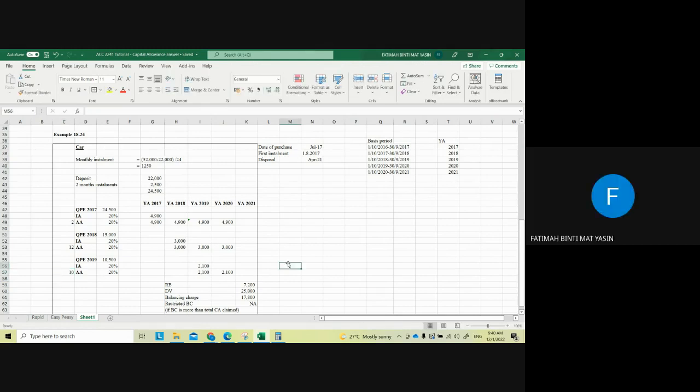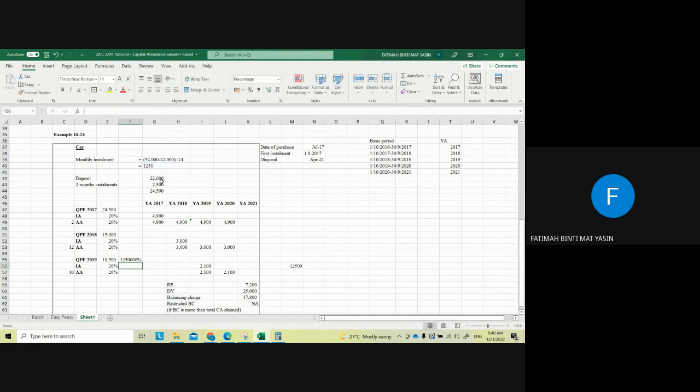If it is 10 months, then if you calculate 10 multiplied by 1,250, the installment, the amount is 12,500. So this is the amount that the company paid during the year, which is 12,500. Okay, but the company cannot take this figure as their QPE. Why? Because remember the restriction is 50,000.